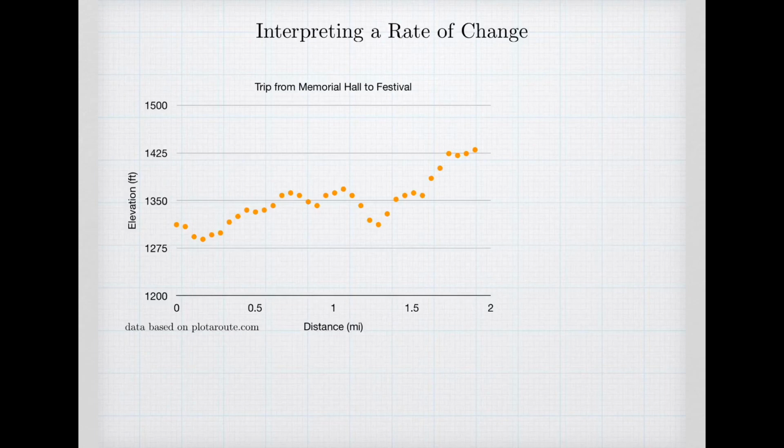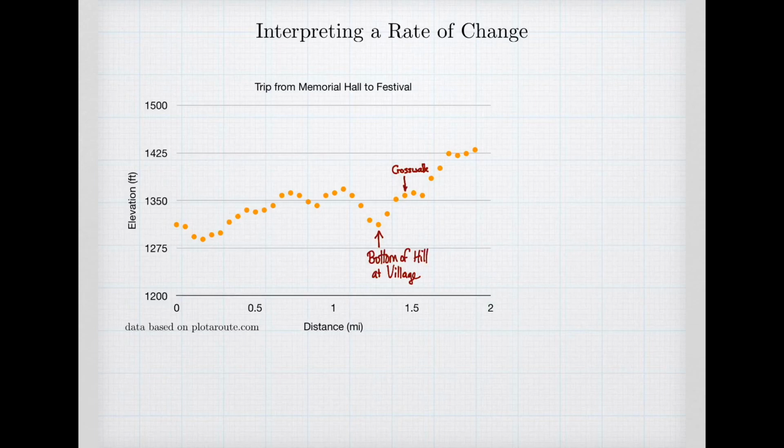I wanted to introduce another example of a rate of change and use it to connect to our idea of the derivative. I went to a website, plotterout.com, and figured out what it would take to travel from Memorial Hall to Festival on JMU's campus, and it had this cool feature that allowed me to find the elevation every so often along the route. And so here's a graph showing, as I take a distance from Memorial to Festival, what's the elevation that I'm standing at. In particular, this low point right here is the bottom of the hill at Village.